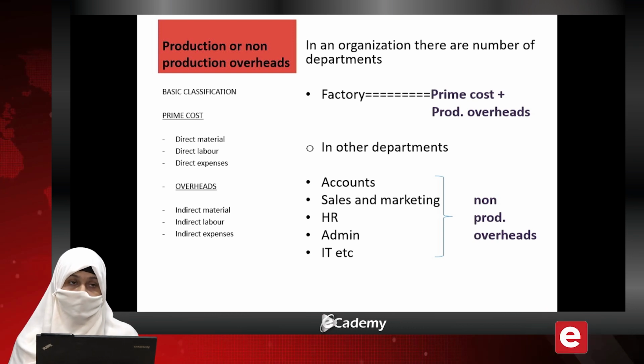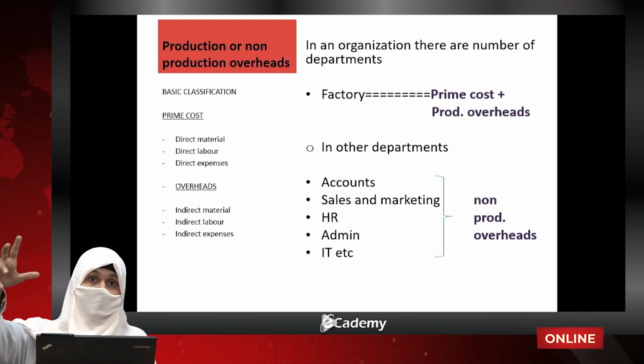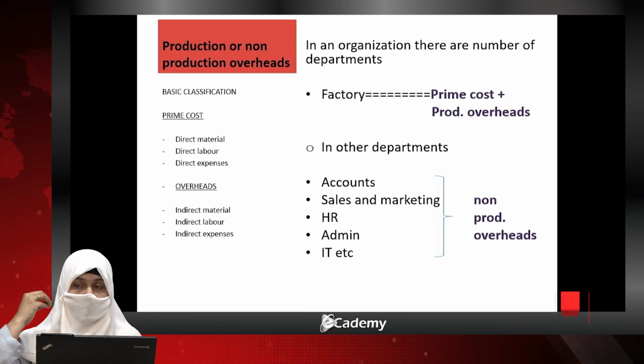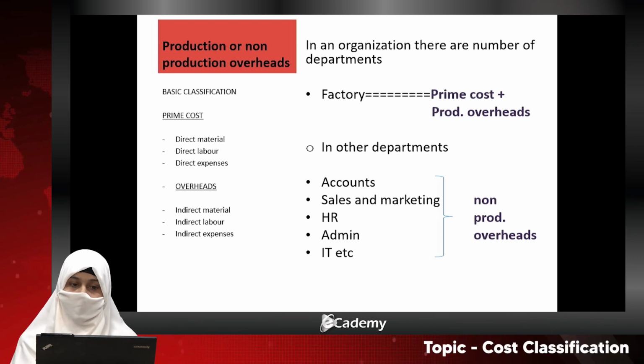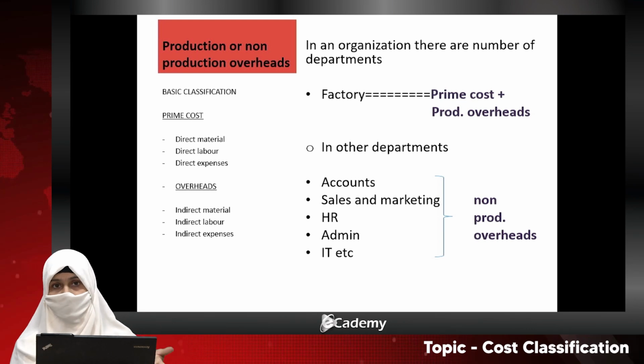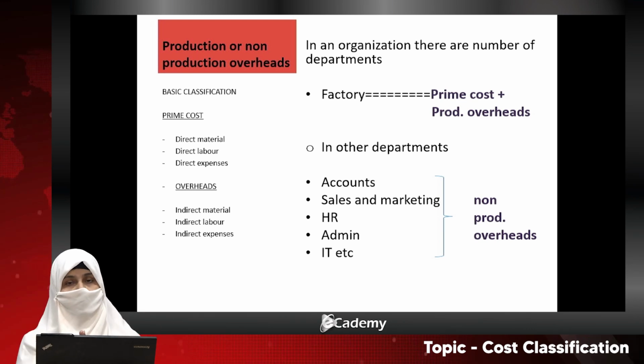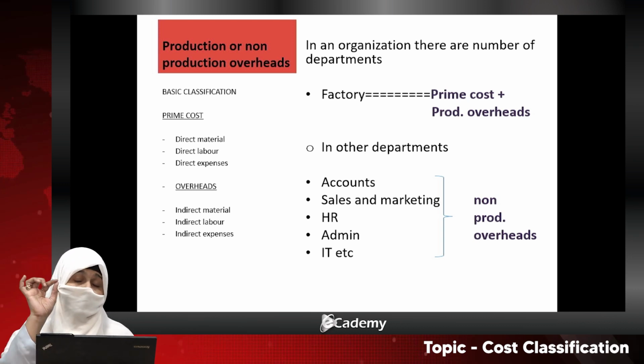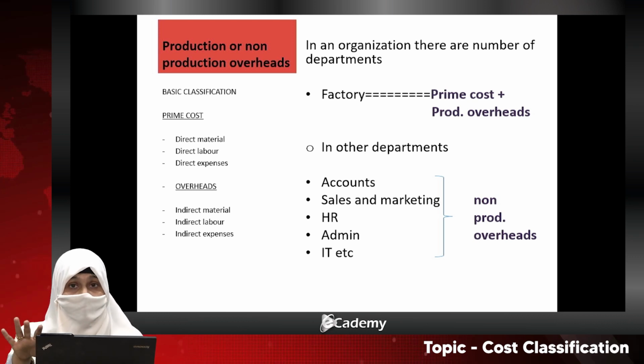All expenses that have been incurred on a department outside the factory, whether it is accounts, sales, marketing, HR, admin, or IT, are non-production overhead, right? So if I ask you about a certain expense and you say to me that it's a prime cost, that is the end of the question, end of answer, full stop. But if you claim that this expense is an overhead, you have to specify whether that overhead is production overhead or non-production overhead.